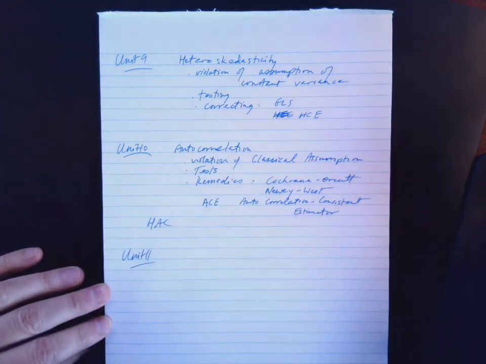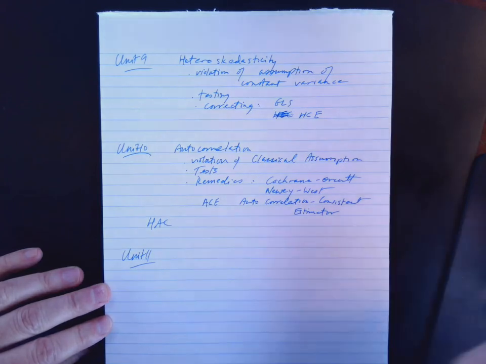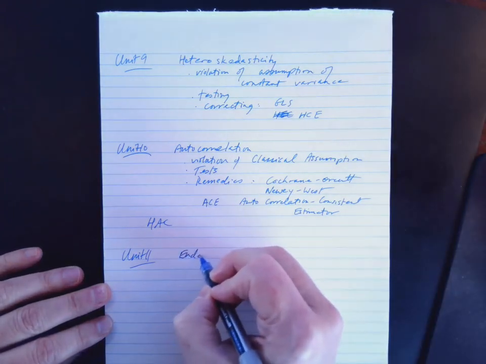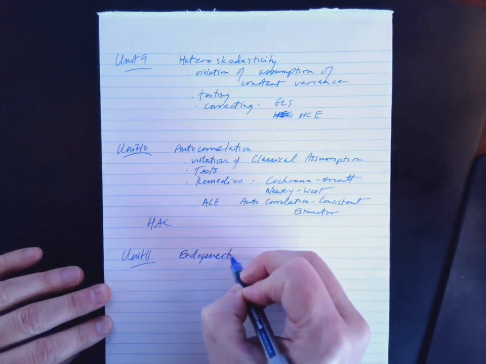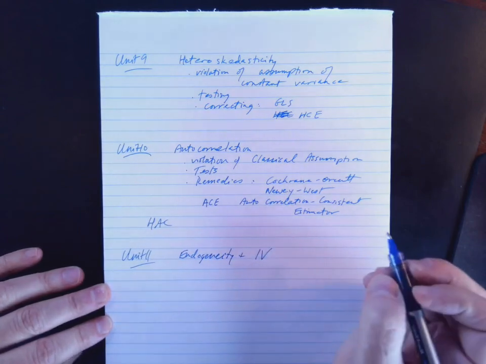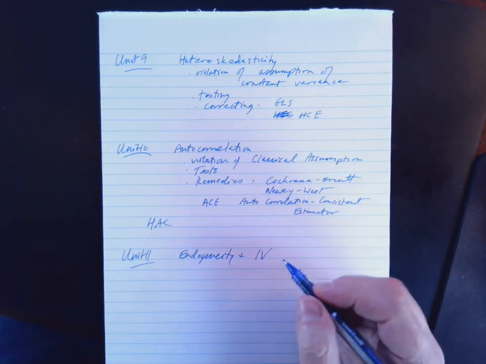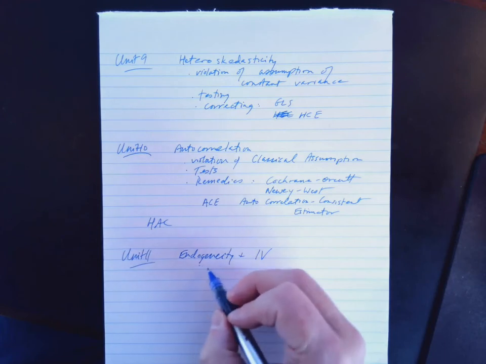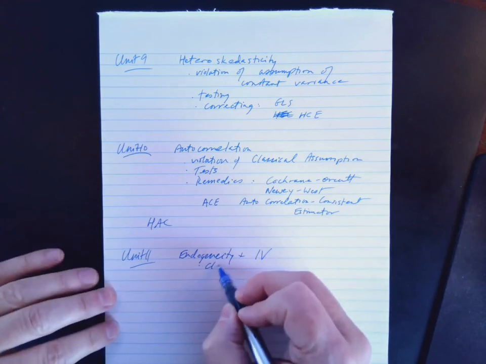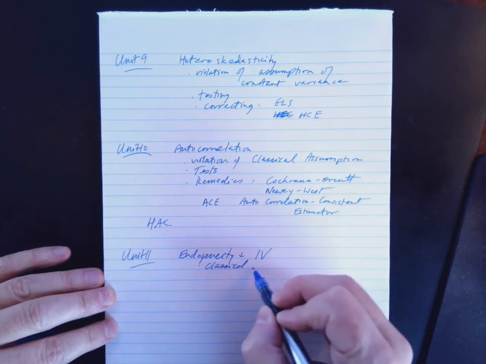Okay, Unit 11. This was the topic of endogeneity and instrumental variables. And here we talked about the violation of the classical assumption.